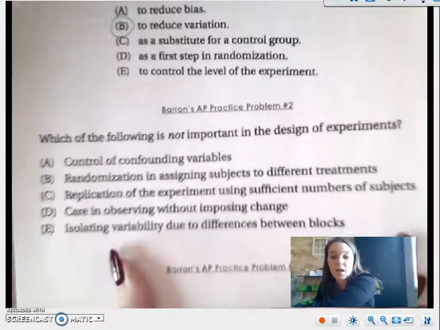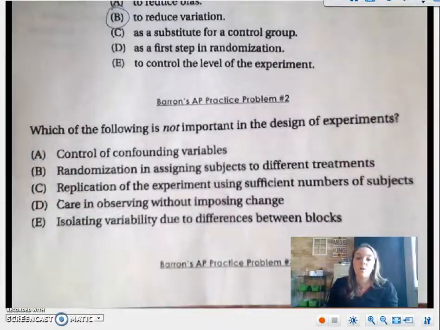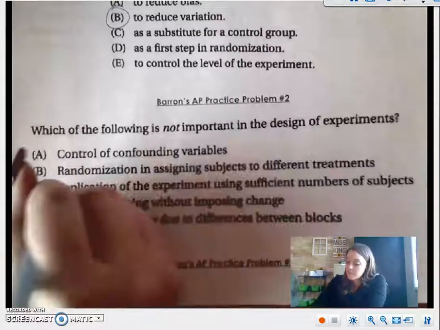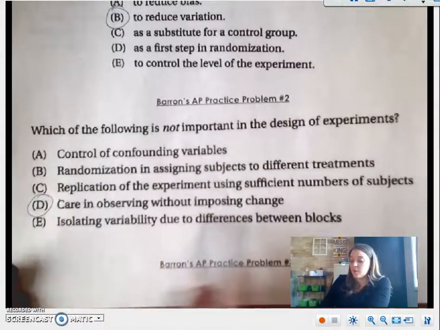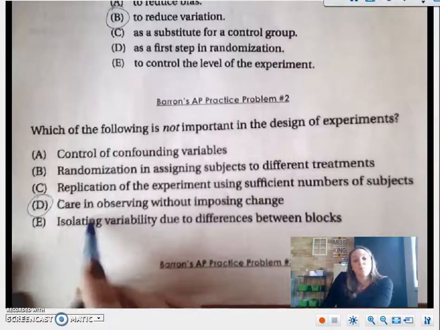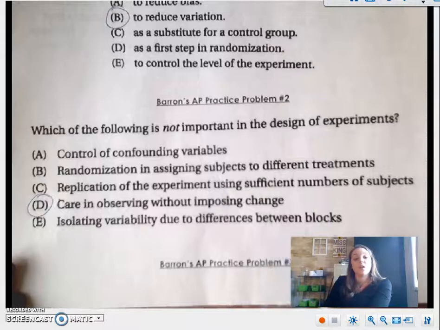All right, second AP practice problem. Which of the following is not important in the design of experiments? The correct answer for this one is D, care in observing without imposing change. That would be for observational studies. We're not trying to just observe in an experiment. We are imposing a change. We want to see a change if it exists. So the correct answer to number 2 is D.